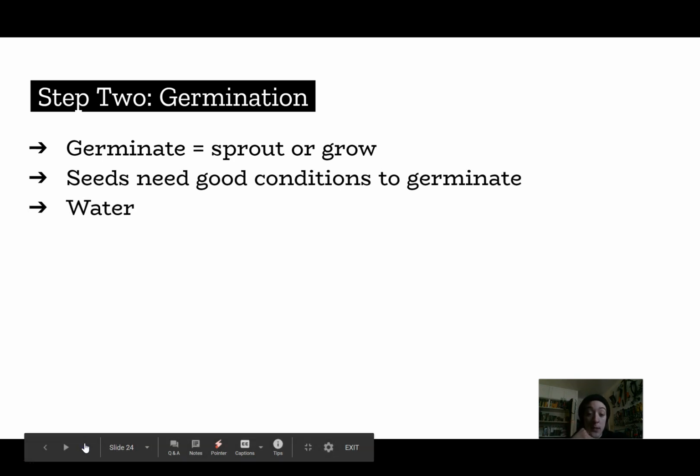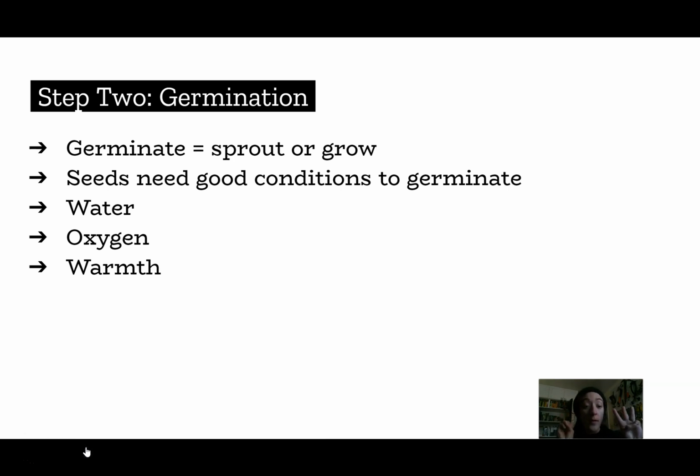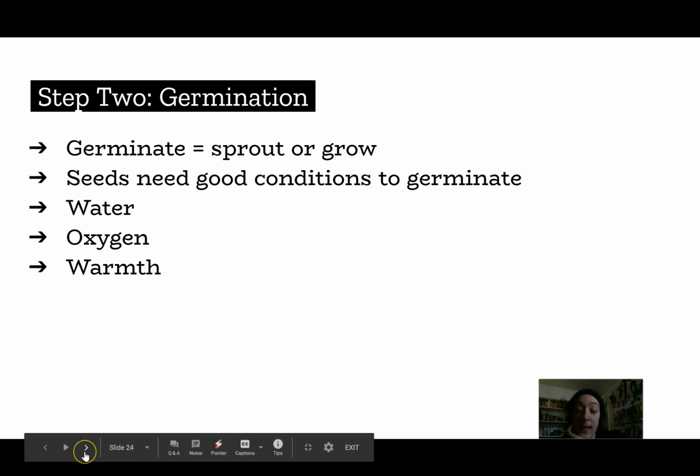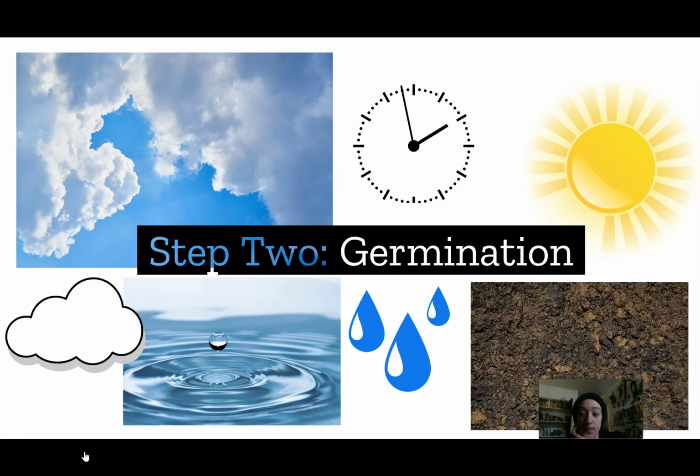So what are seeds looking for? Seeds are looking for 3 things to be able to germinate. I wonder if you remember them. First one, water, then oxygen, and finally, warmth. Water, oxygen, warmth. W-O-W. Wow. So seeds need that wow factor in order to germinate.